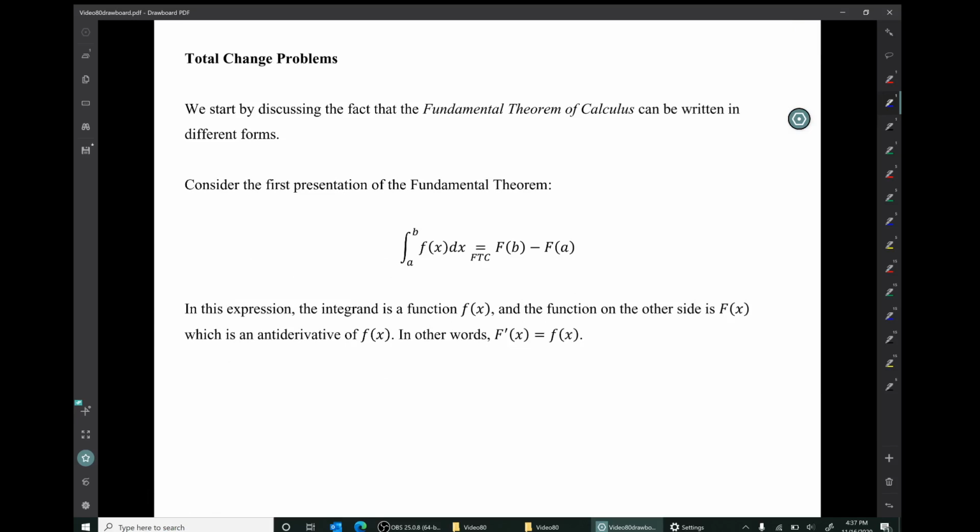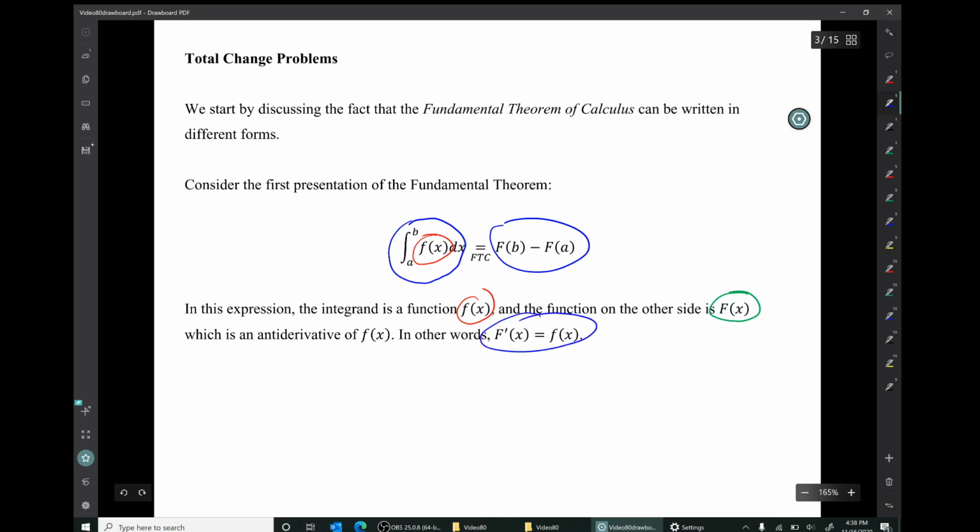In the current video, we'll be discussing total change problems, as I said a little bit ago. We'll start by discussing the fact that the fundamental theorem can be written in different forms. So consider the first presentation of the fundamental theorem from the previous page, that this definite integral of little f equals the change in capital F, the change in an antiderivative. Well, in this expression, the integrand is a function little f of x, and the function on the other side is capital F of x, which is an antiderivative. So in other words, capital F prime equals little f.